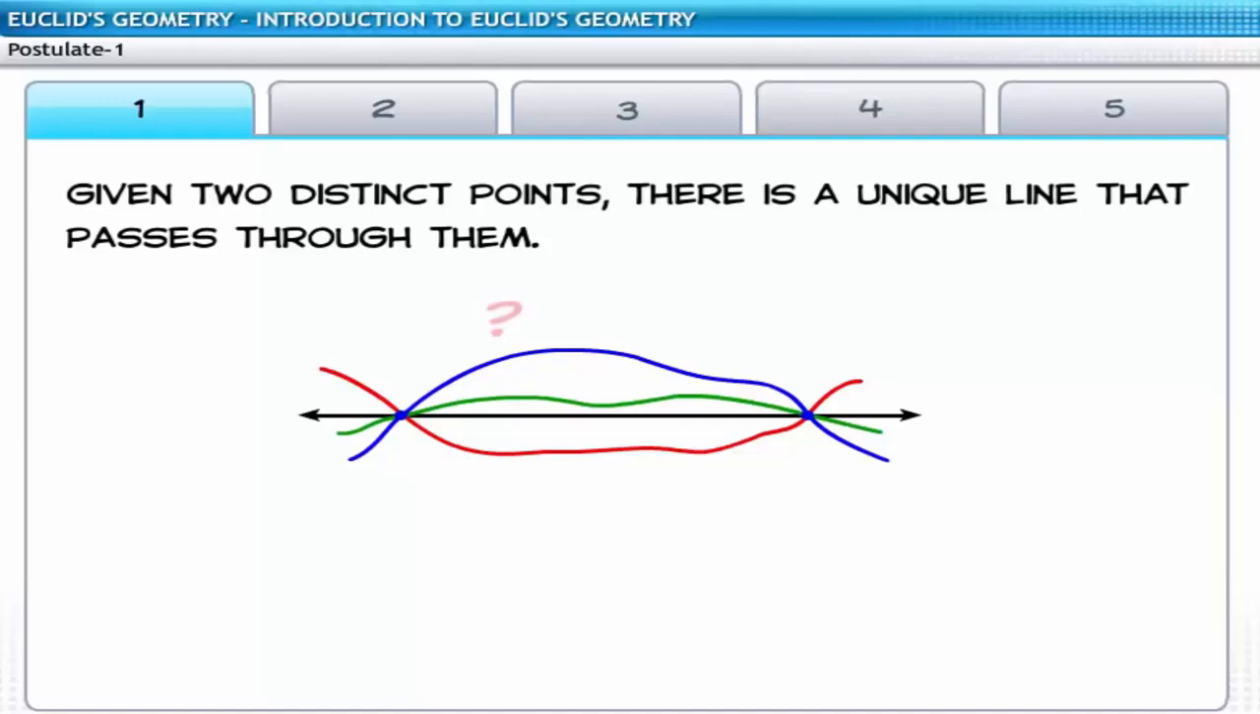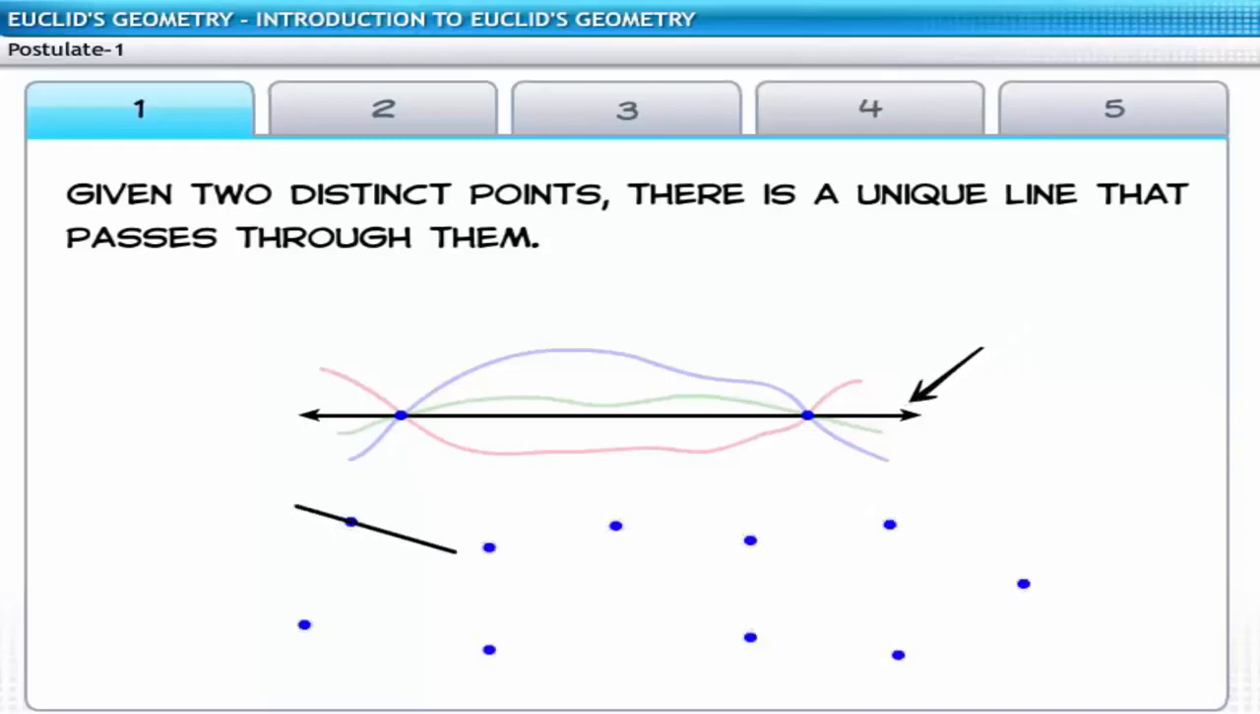Then, which line is Euclid referring to? He is referring to the straight line passing through the points. The straight line is the shortest line that connects the 2 points. This means that any 2 points can be connected with a unique straight line.